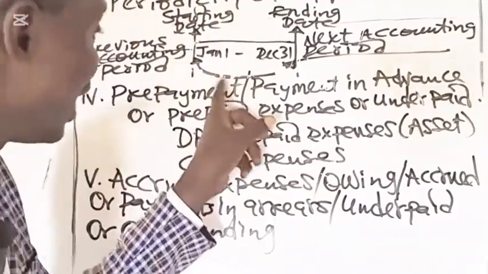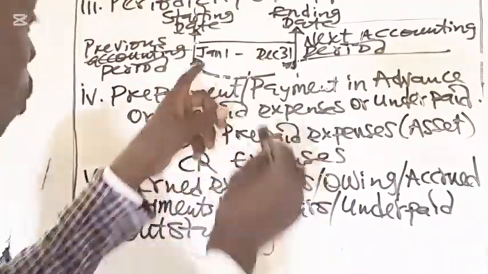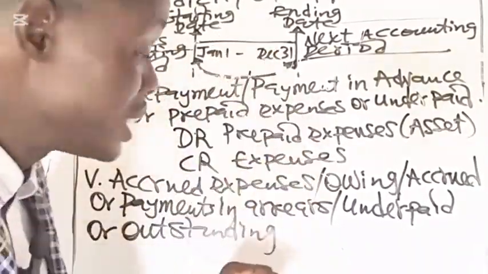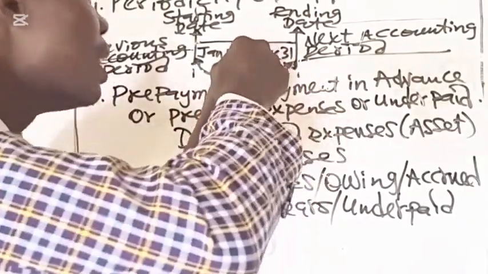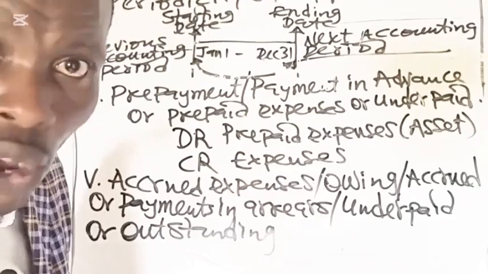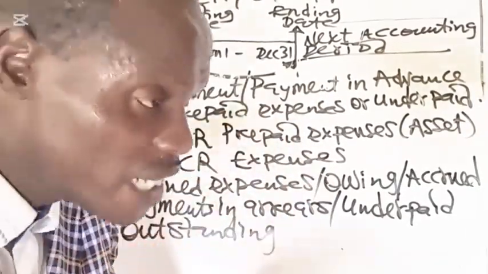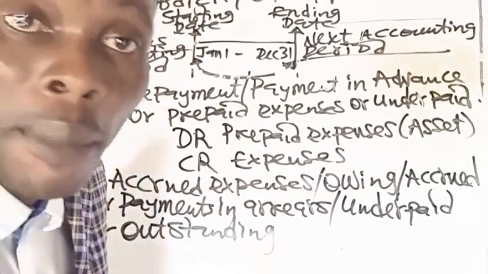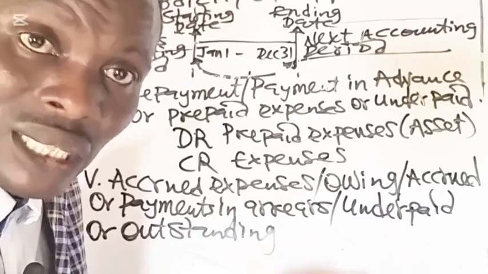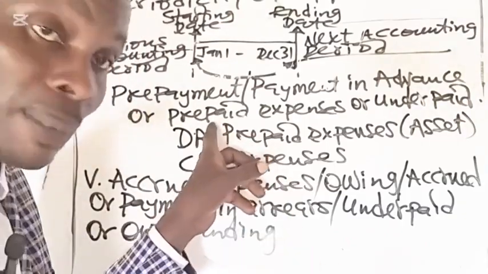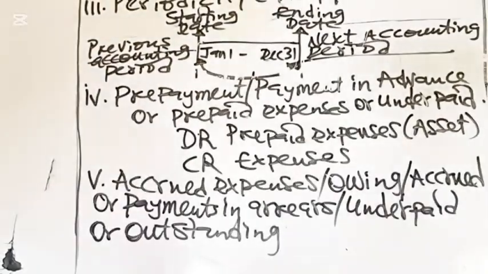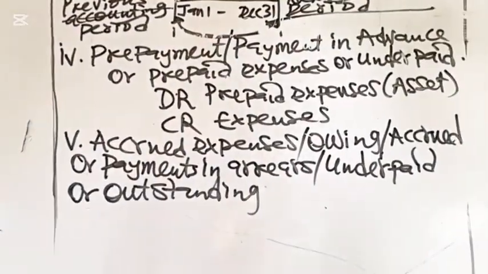Now, since it relates to your accounting period, you will need to add it to the expenses to which it relates. You want to charge it to the statement of profit or loss. Of course, that expense has not been paid for. Since it hasn't been paid for, that means it remains a liability to you. So what is the double entry? Debit the expenses, profit or loss, and credit liability, statement of financial position.